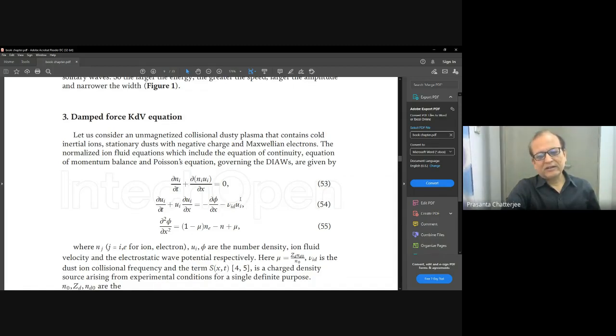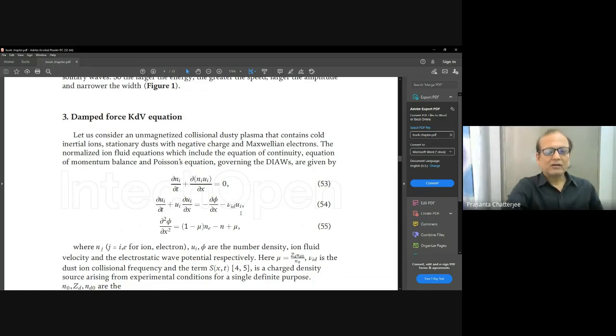Sometimes dust is considered in plasma, and if such tiny dust has some collision with the ions, then this nu yd is the dust collisional frequency. So in a dusty plasma, there is plasma in the presence of dust, the same model, the same ions moving in the background of electrons, and the ions make a little collision with the dust. Then what is the effect of this dust collision on the solitary waves?